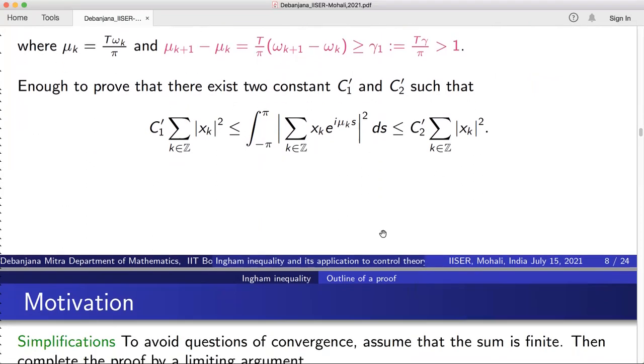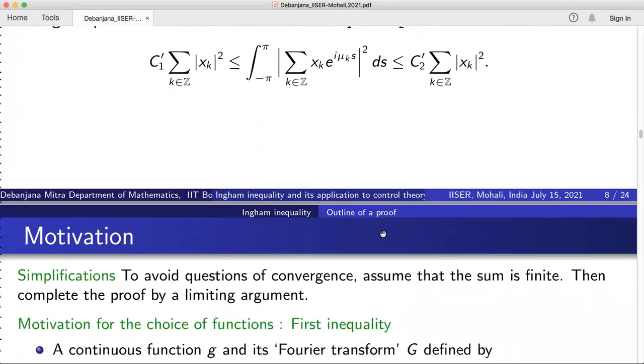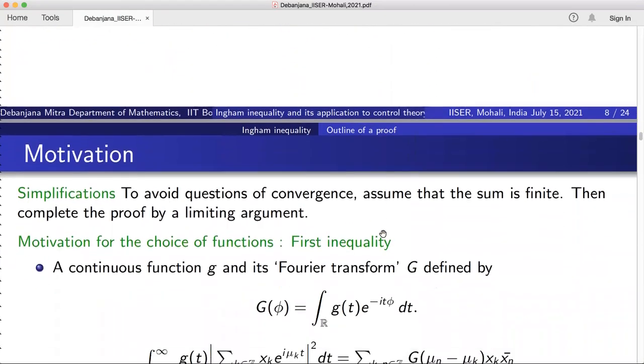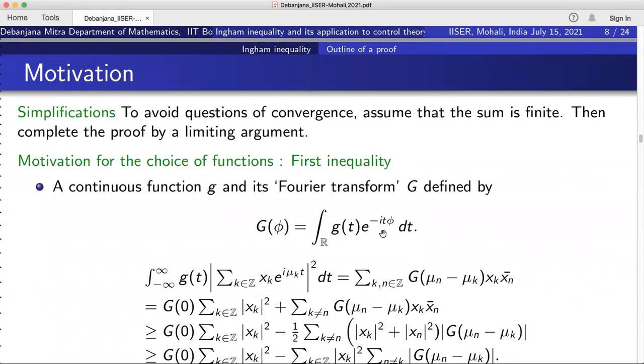Okay, just to be consistent, I will use that infinite sum throughout, because I am just giving the outline. But the correct way to do it is considering the partial sum and then taking the limit as n goes to infinity at the end, once you know all the constants are independent of n and k.